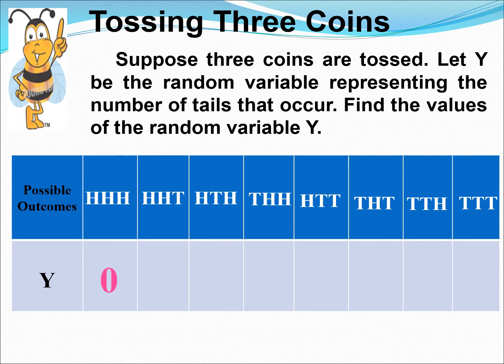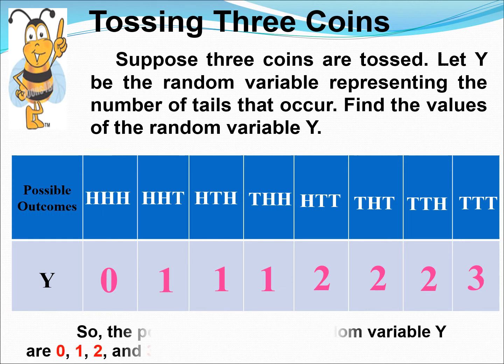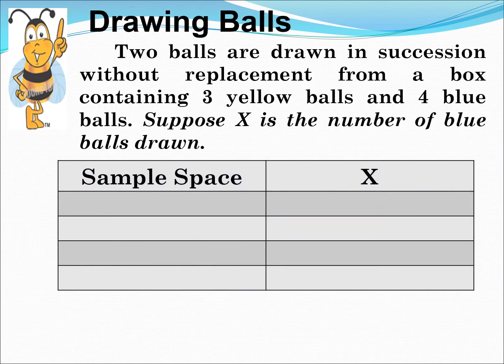From the second possible outcome, how many is tail? We have 1. From the third possible outcome, we also have 1. From the fourth possible outcome, we have 1. Next, 2. Tail appeared 2 times. And the next, tail appeared 2 times. And then 2. And then last is 3. So, therefore, the possible values of random variable Y are 0, 1, 2, and 3. So that is what we call the random variable. Next, drawing balls.